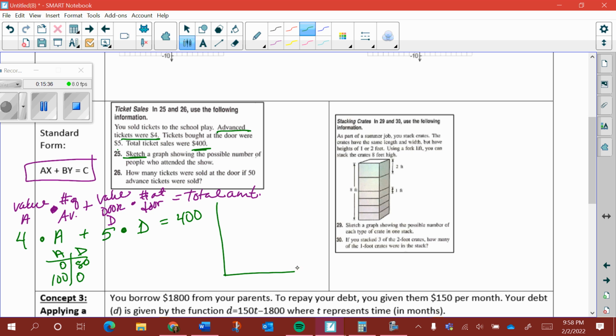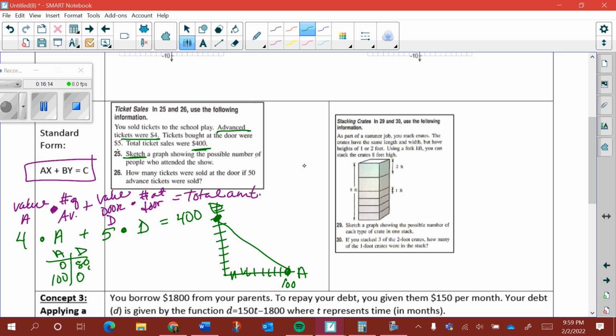So I know I've got advanced and I have at the door. I need to go to 100, I need to go to 80. I'm going to go in 10. So 1, 2, 3, 4, 5, 6, 7, 8, 9, 10. This is going to be my 100. And then 1, 2, 3, 4, 5, 6, 7, 8, 9. I'm going to go to 80, which is right here. 100 is right here, and I make a line that connects them. I can't go into the negative either way because I can't necessarily have negative tickets.